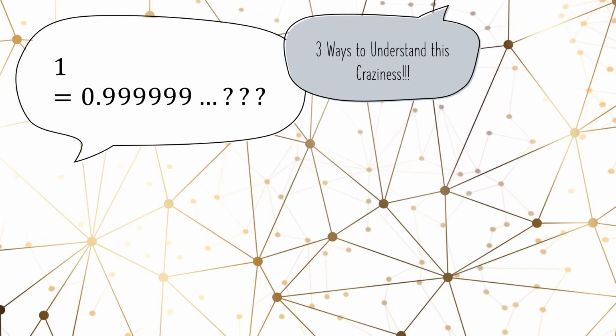So when I first heard that 1 was the same as 0.9999999 or 0.9 repeating, I thought there was no way that this is true. But now I want to show you 3 different ways to understand this craziness.